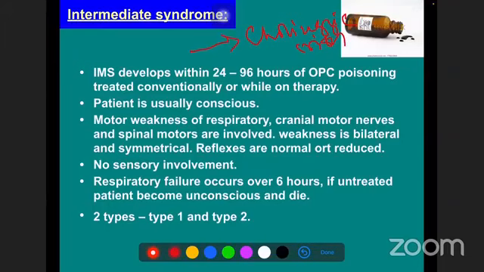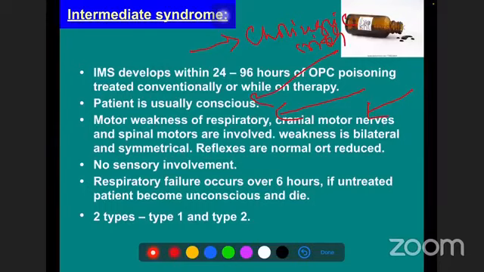But after 24 hours, 24 to 96 hours, so within 1 to 4 days, the symptom that occurs we call intermediate syndrome. Up to the primary level is the cholinergic crisis; the intermediate level is from 24 hours to 96 hours. In that period, the patient usually remains conscious because we have given the primary treatment. But the most important thing is that the patient suddenly develops respiratory muscle paralysis and cranial motor nerve paralysis. What will happen then? If the respiratory motor nerves become paralyzed, there occurs respiratory failure, type 2 respiratory failure, and cranial motor nerve paralysis and spinal motor nerves.